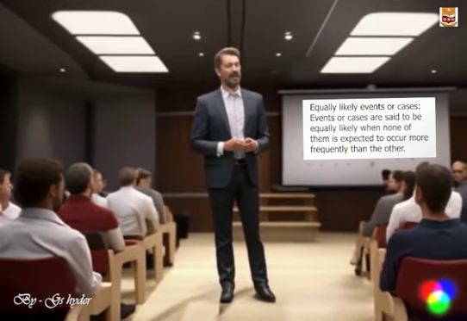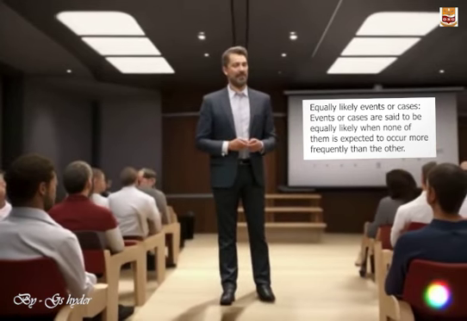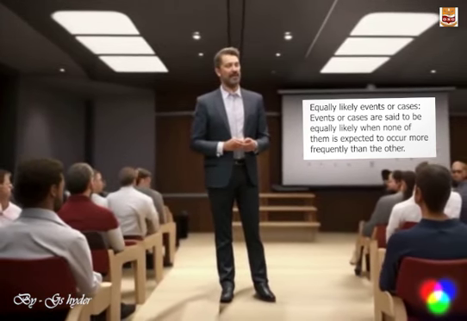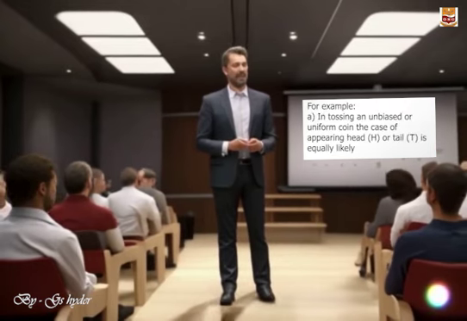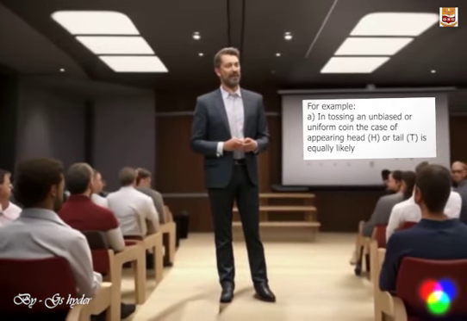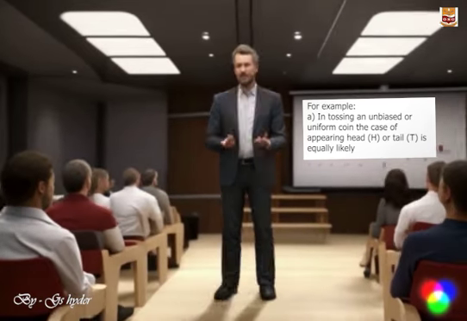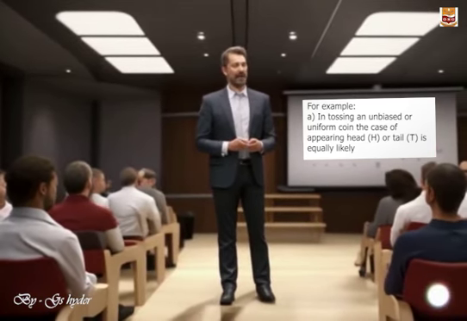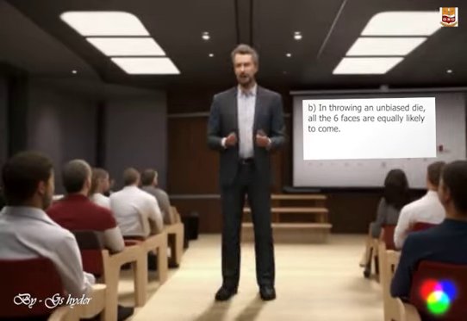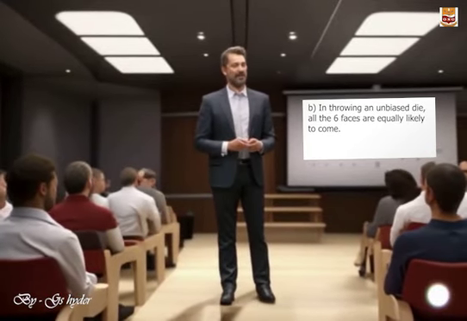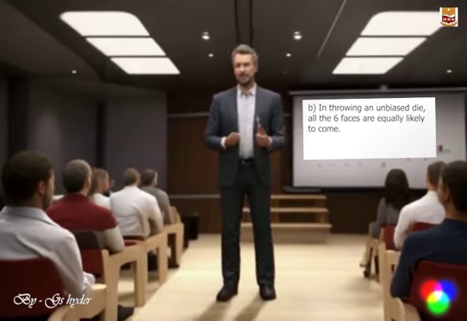Events or cases are said to be equally likely when none of them is expected to occur more frequently than the other. For example, A. In tossing an unbiased or uniform coin, the case of appearing head, H, or tail, T, is equally likely. B. In throwing an unbiased die, all the 6 faces are equally likely to come.